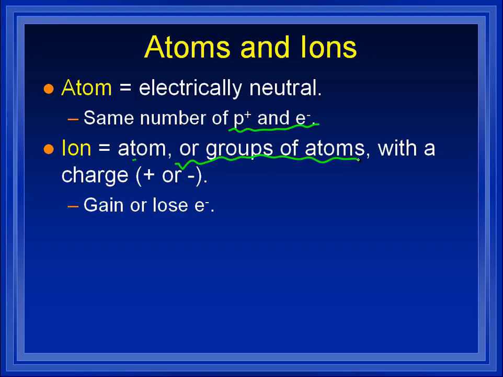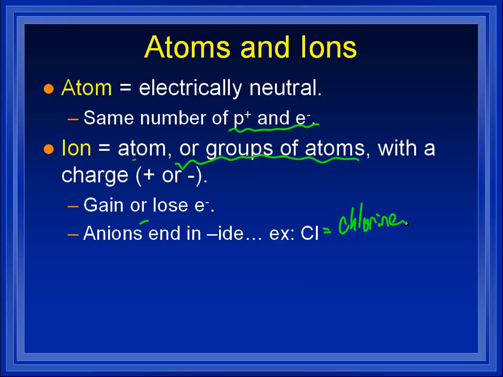So an example, a monatomic ion. Actually, I got some coming up here. So here's a monatomic. Anions, remember, are the negative ones. So anions or negative ions end in IDE. And I'll give you an example. So I say example, Cl. Is Cl an ion? Why is that not an ion? There's no charge. So Cl, that on its own, you just say it's chlorine.